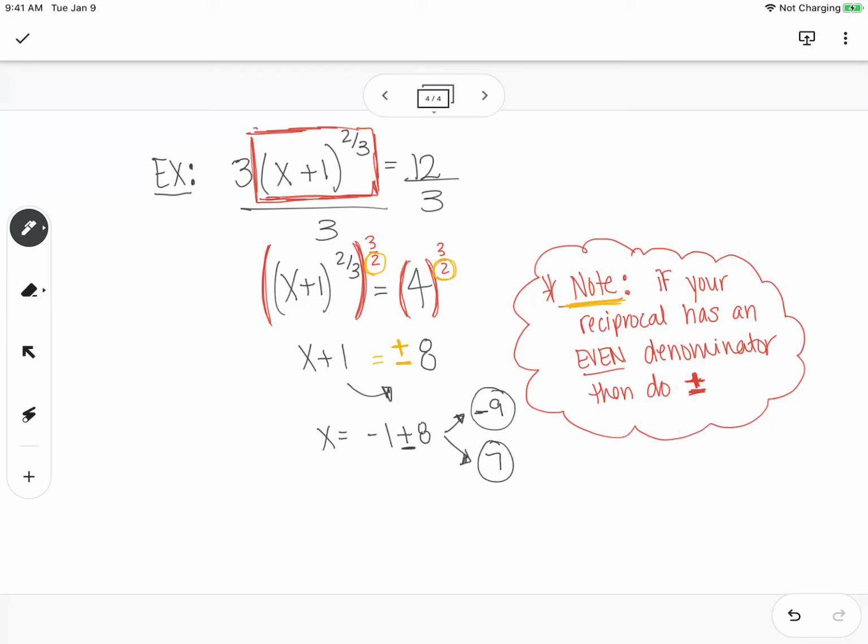So remember, if the flipped fraction has an odd denominator, don't do plus minus. If it has an even denominator, that's when you do the plus minus.